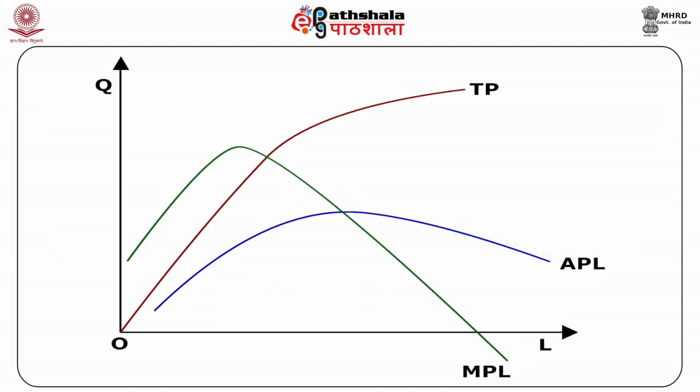Now, as given in figure 5.1, average and marginal product increase at low levels of employment of labor. They reach a maximum and then decline. Also, when the marginal product is greater than the average product, the average product is increasing, and when marginal product is less than average product, the average product is decreasing. They both are equal when average product is at its maximum.